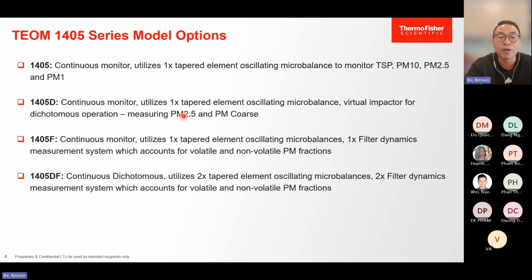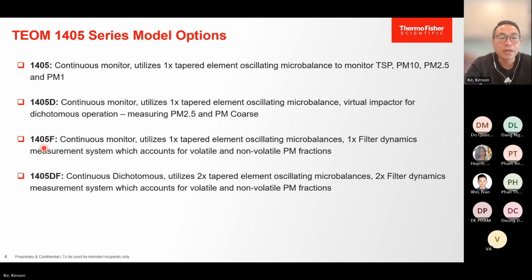Okay, for the second model, D means die-cast system. So we can measure PM 2.5 and PM cross. PM cross means PM 10 minus PM 2.5. So the range between 2.5 and 10, we call it PM cross. So we measure PM 2.5 and PM cross. Then PM 2.5 plus PM cross, then we can get PM 10.